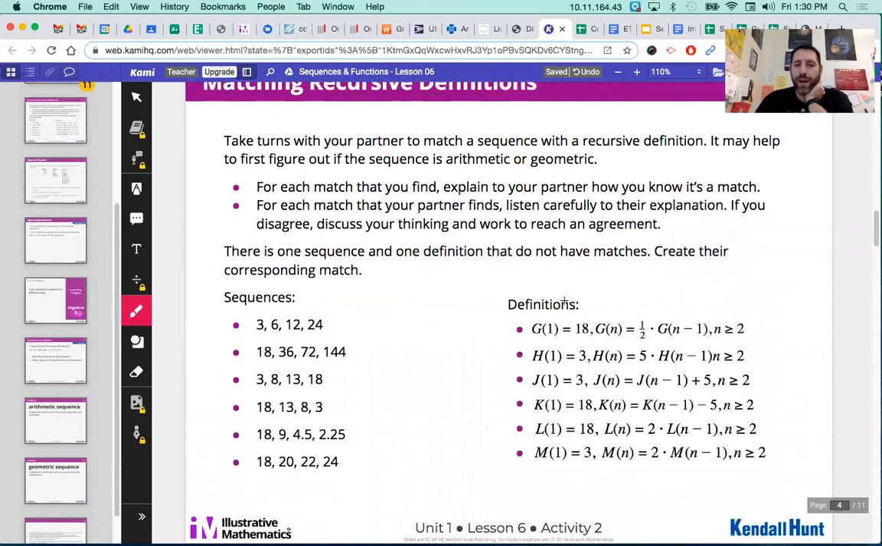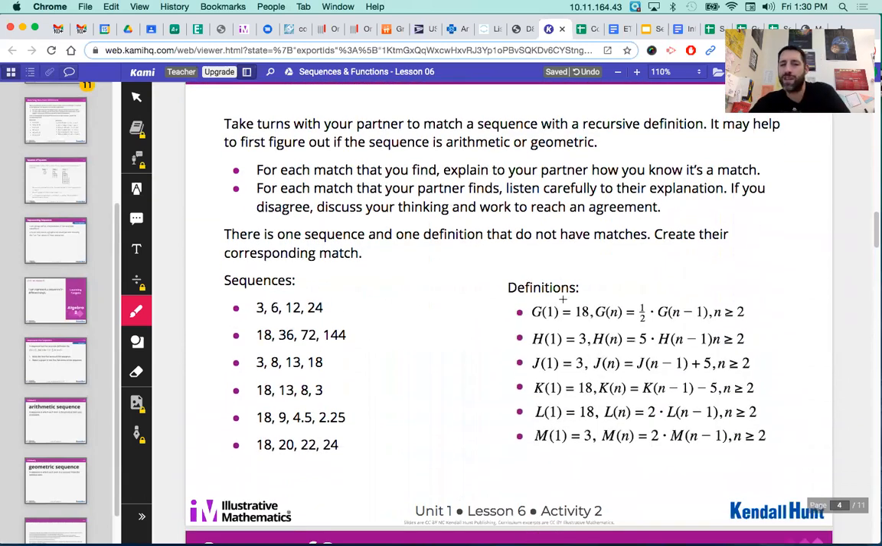All right, we're not going to do all these. We're basically matching. Okay, we're matching sequences to definitions. We're going to do the first, third, and fifth one. Good. So let's take a look at these. So the first sequence, it goes 3, 6, 12, 24. All right, I see a growth factor, because it looks like it's doubling each time. So we could say it has a growth factor of 2.